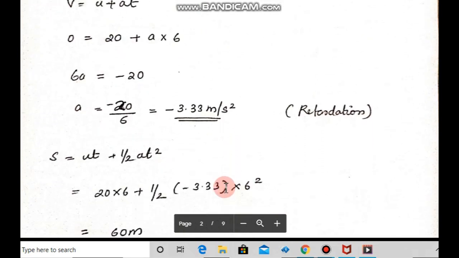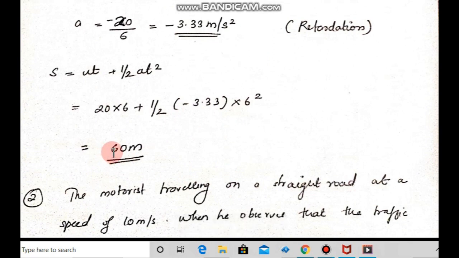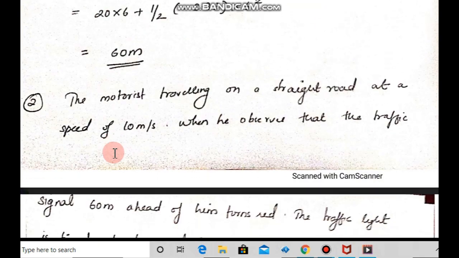Next, second part of the question was distance traveled by the car, right? So you need to find s. s is the distance covered. So ut + half at square is the equation you can use. So u, t, every term is known, so you get the answer as 60 meter. I think it doesn't need much explanation, it's very easy to understand. So we'll go to the next problem.